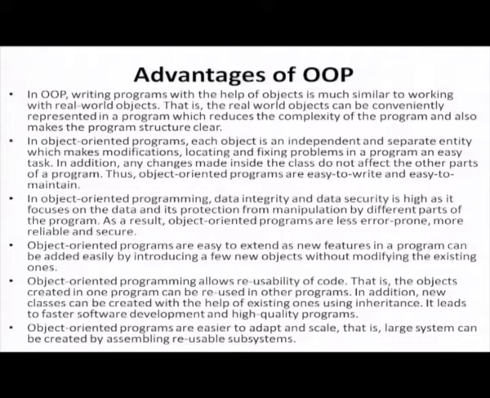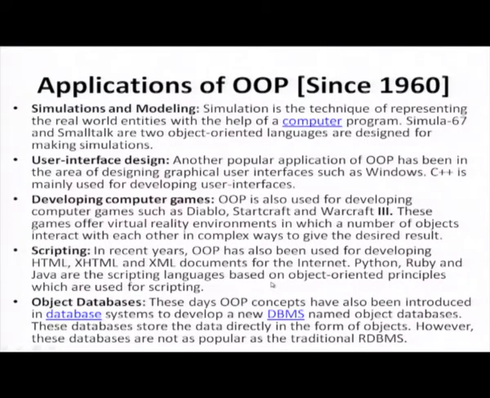Object oriented programming allows reusability of the code. Well, the rate of success is what we are talking about. Object oriented programs are easier to adapt and scale, that is, large systems can be created by assembling reusable systems. What are the applications? Simulations and modeling. In these areas, object oriented has shown remarkable success compared to any other paradigm. Since 1960, simulations and modeling.